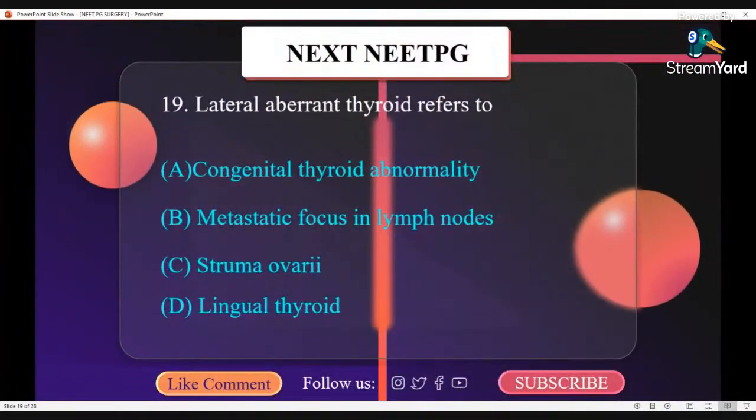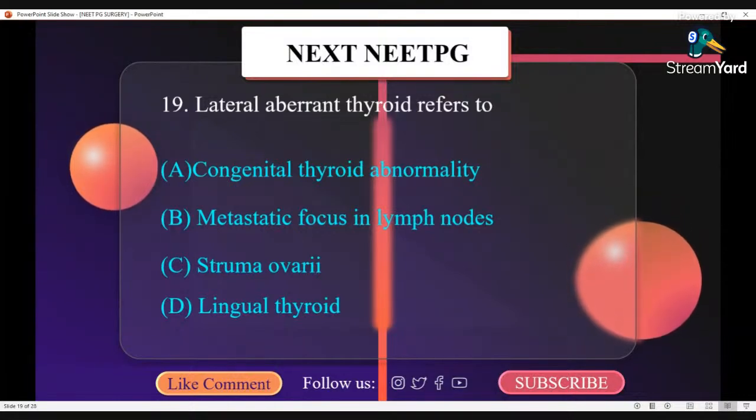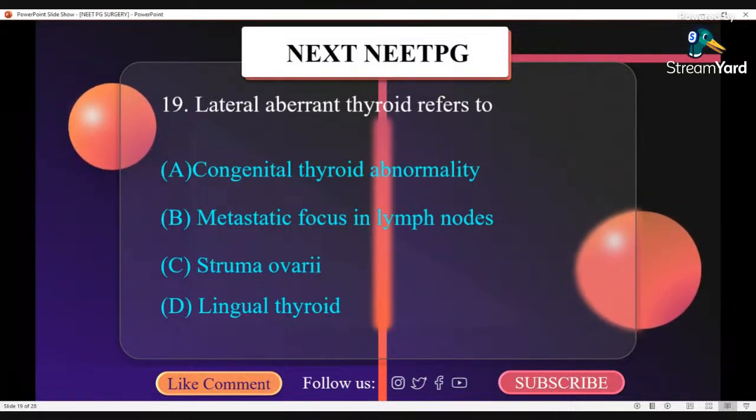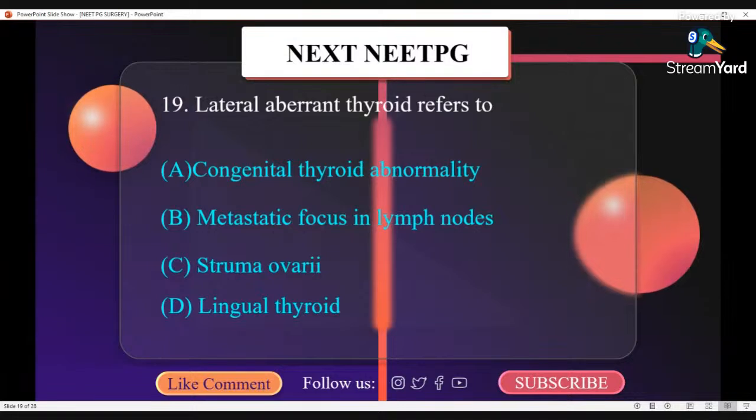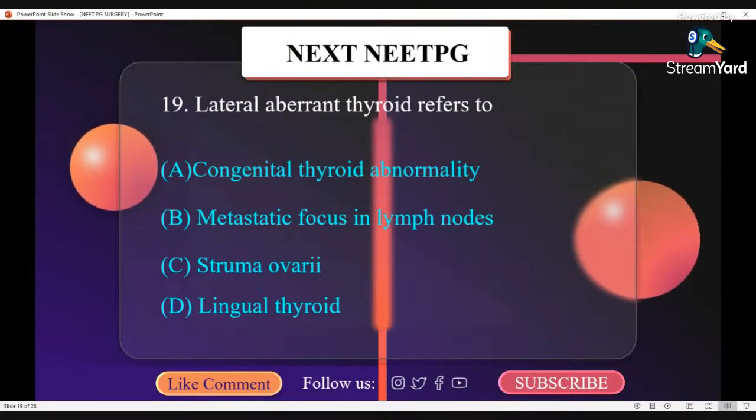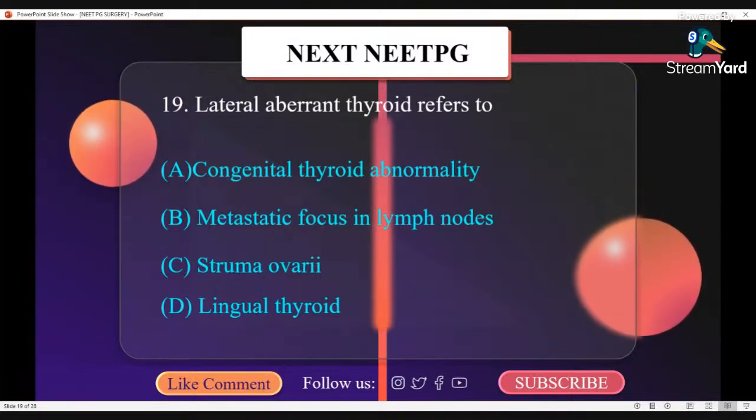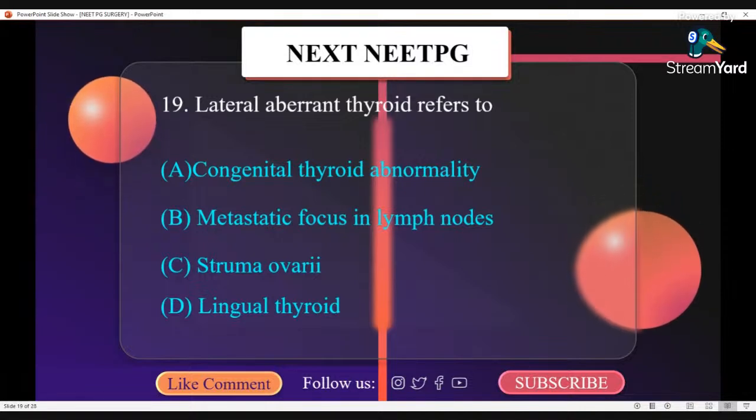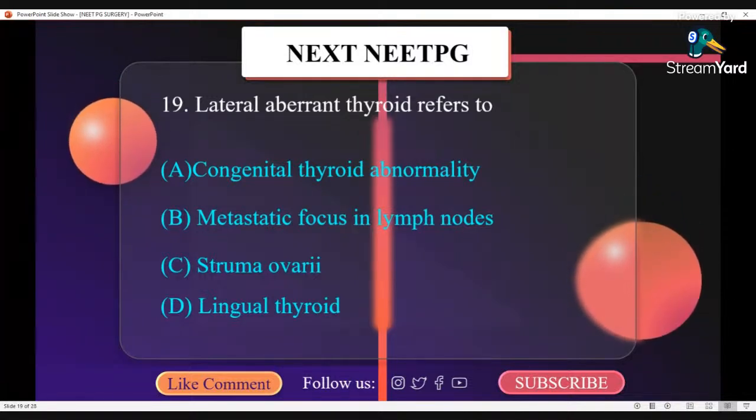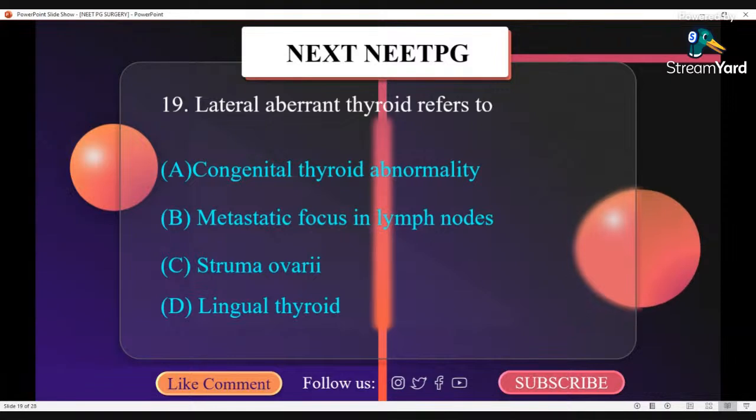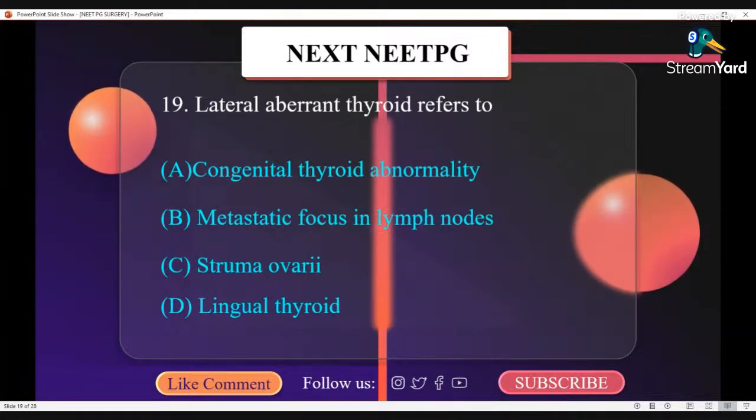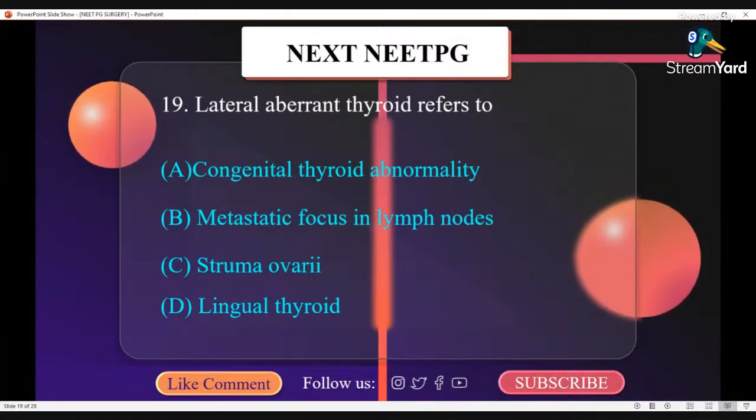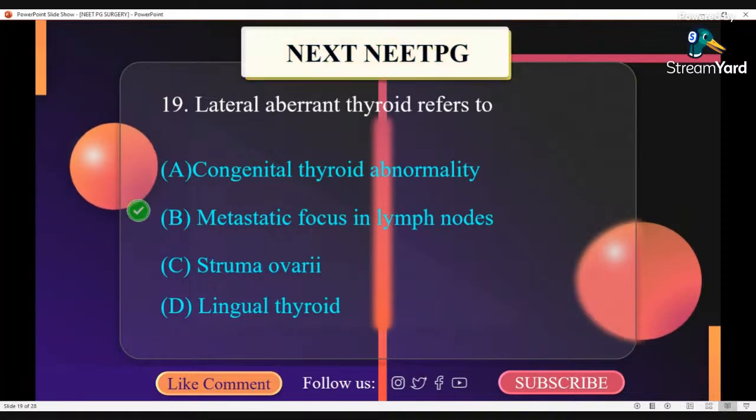Lateral aberrant thyroid refers to: Lateral aberrant thyroid is a misnomer and always refers to the presence of metastatic thyroid carcinoma, papillary thyroid carcinoma, in a cervical lymph node. It does not indicate the presence of ectopic thyroid tissue. So it is a metastatic focus in the lymph node. So the correct answer here is B.